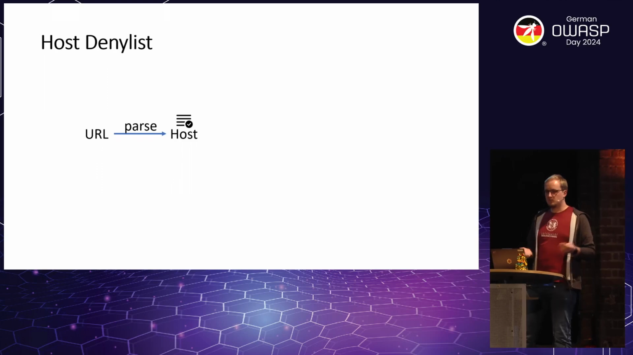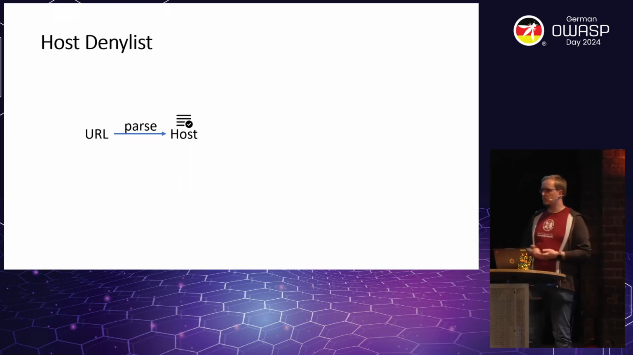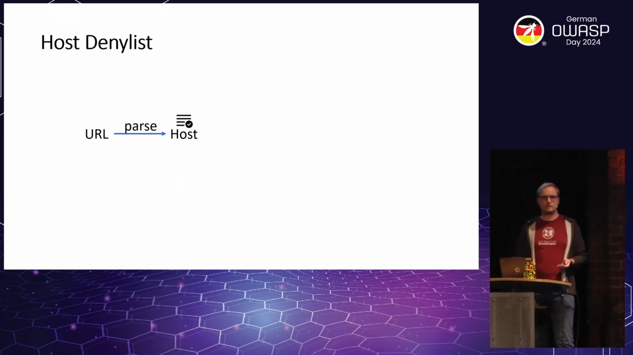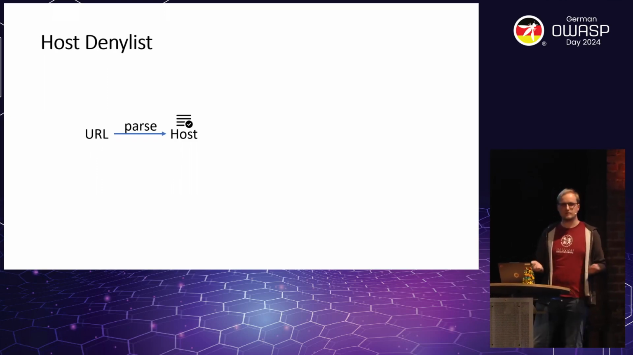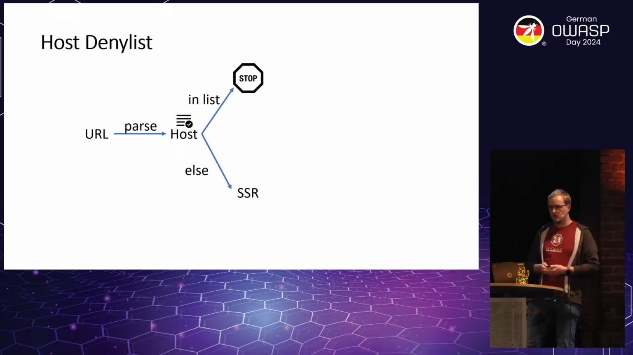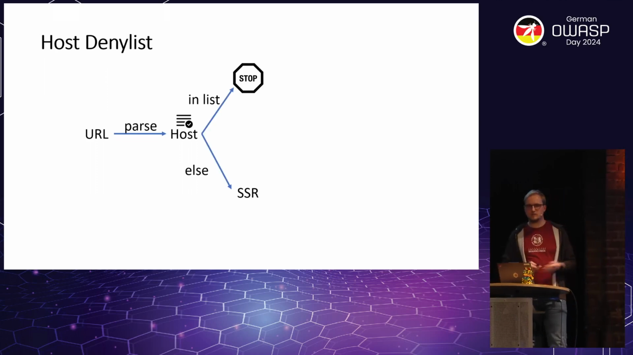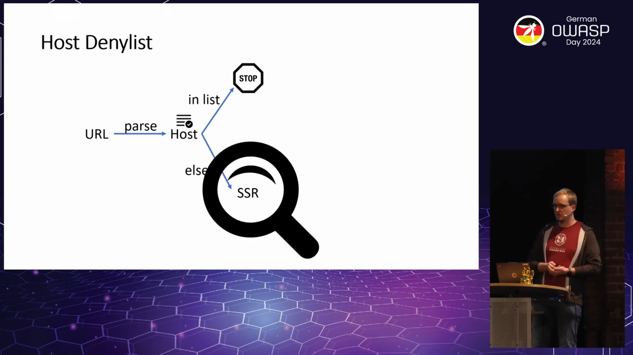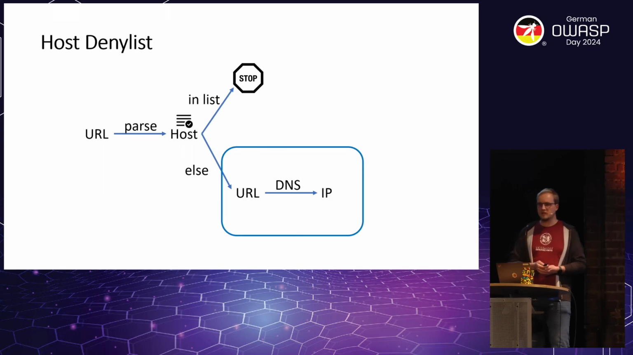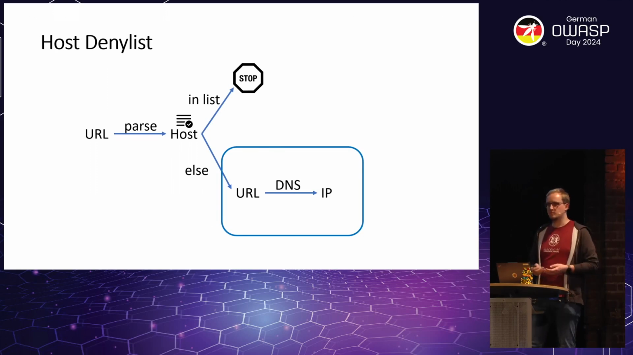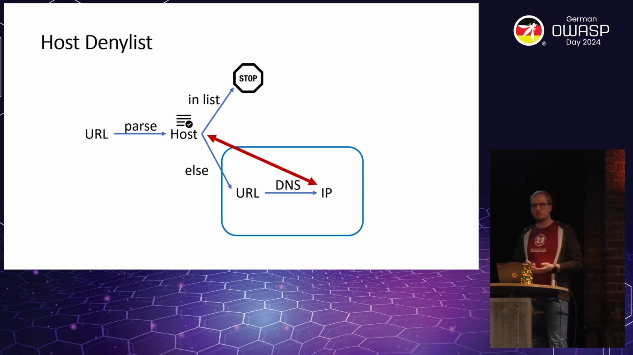So you could go ahead and do the same thing as in the allow listing case, we could go with the host. So we can just take the URL from the user, parse the host out of it, and compare it against a list of known bad hosts, for example, localhost. If it's in the list, we stop. And otherwise, we conduct the server-side request. But what does conducting this request actually mean? It means that we have to take the host part of the URL, resolve it to an IP address, and then we conduct the request against that IP address, because that's just how networks work, right? So we have a certain mismatch here.